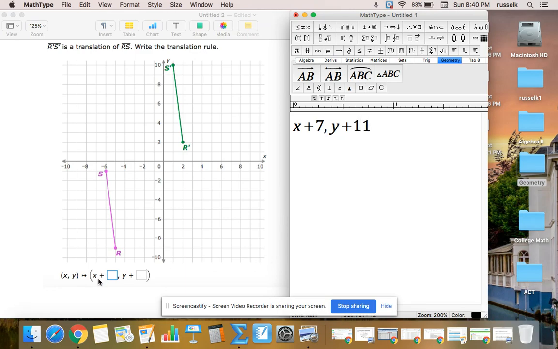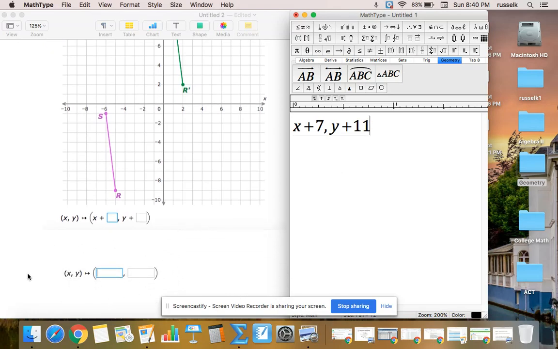Be careful, sometimes they have the x part already written for you, so you just have to write in the 7 and the 11. Sometimes they will not have that, so you have to actually type in x plus 7, y plus 11. If you go to the left, the x will be minus. If you go down, the y would also be minus. Once again, be careful to go from the pre-image to the image, not always left to right.